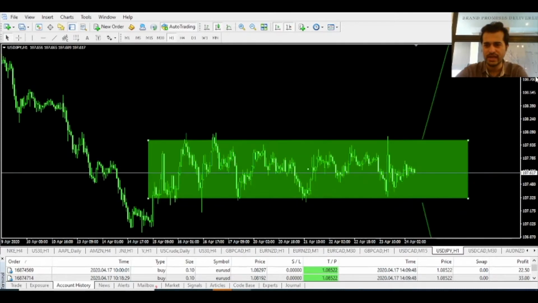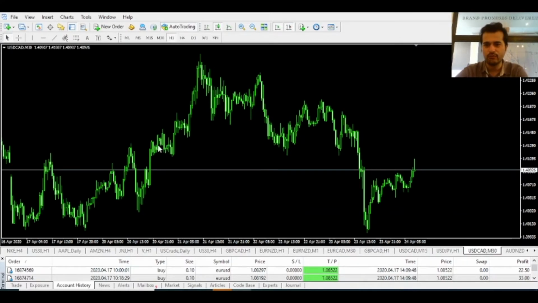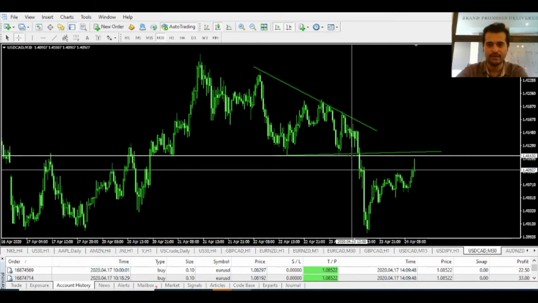So we'll see how it will react next week, because as you see, this week is just ranging. Then USDCAD, we did some analysis on that. As you see, yesterday it had a nice breakout on this descending triangle, and then it went down.